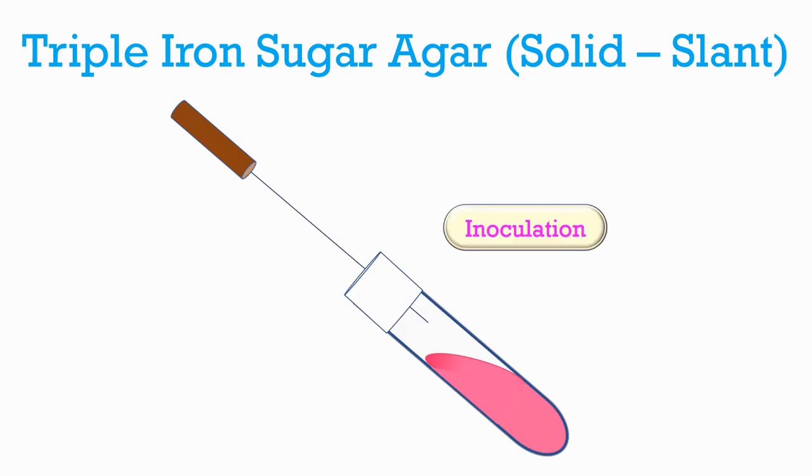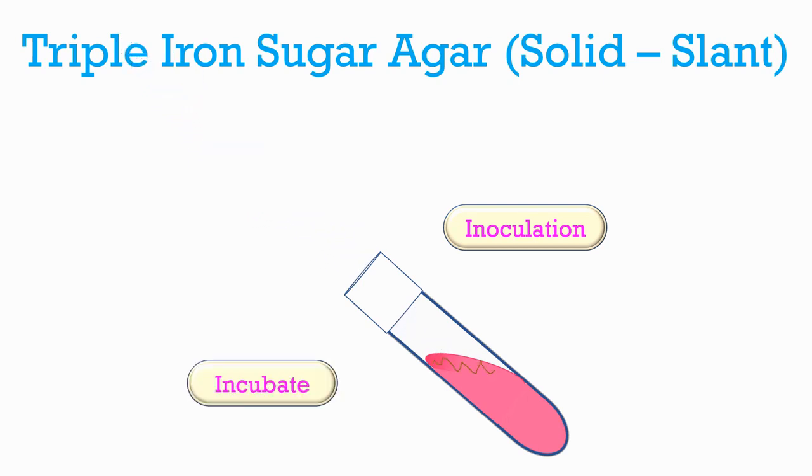The slant is inoculated with a long straight wire. The process is called a stab, and while removing the wire from the stab, the slant is streaked with a back and forth motion. Media is incubated after inoculation.